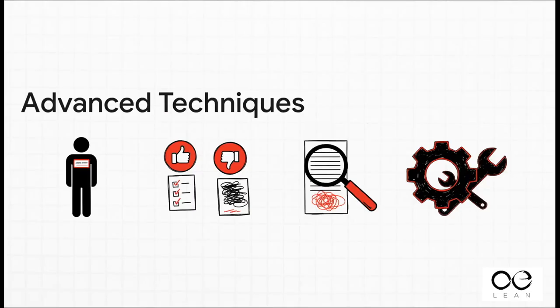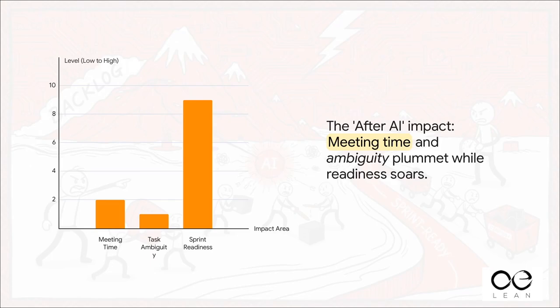And once you get the hang of that, you can totally level up. You can feed it a specific user persona for more tailored results, or give it examples of good and bad requirements to train it. My favorite is asking it to find the ambiguities for you. It's a game changer. And the impact of doing this, I mean, just look at the difference. It's night and day. The time you waste in meetings and the confusion around tasks, they plummet. And your sprint readiness, it just goes through the roof. It's a total flip of the old, broken way.